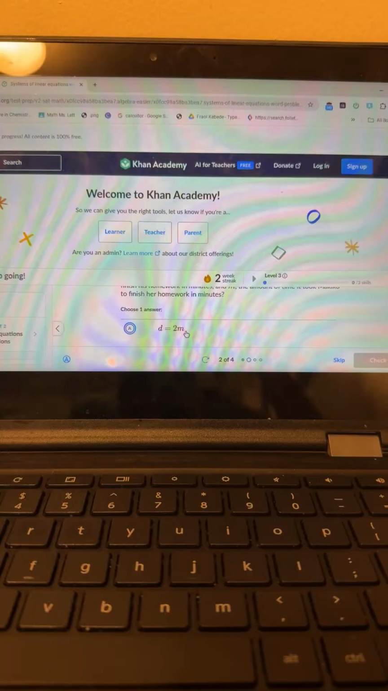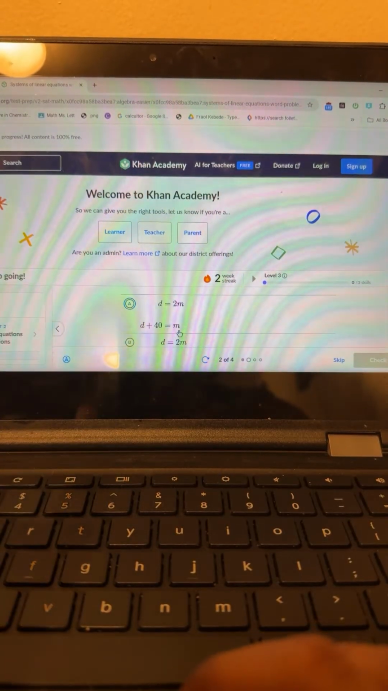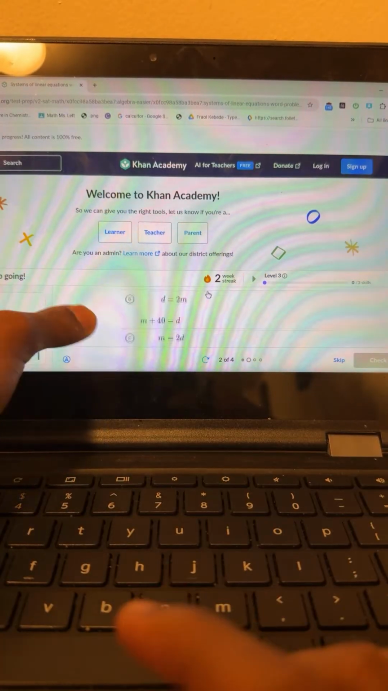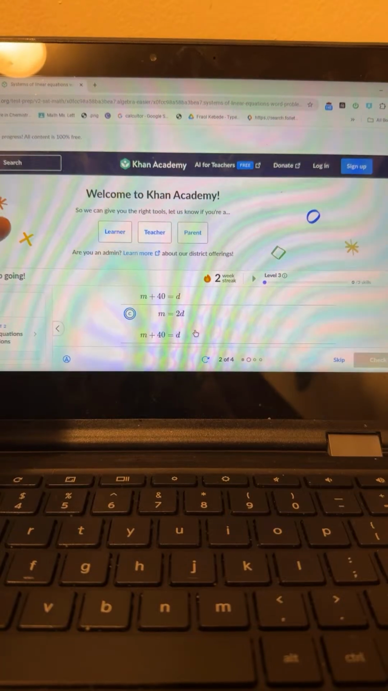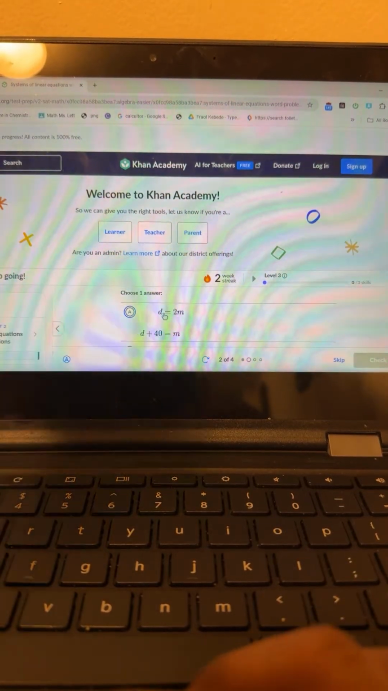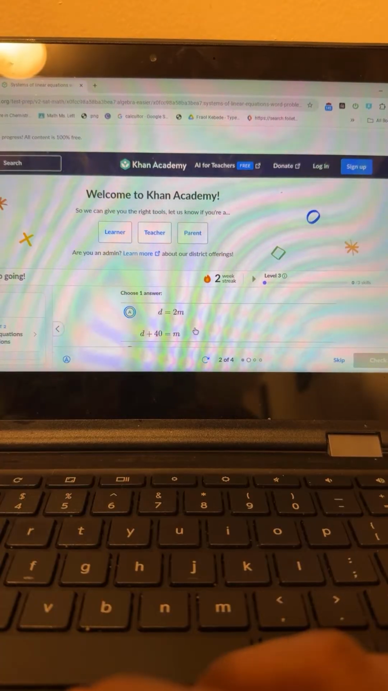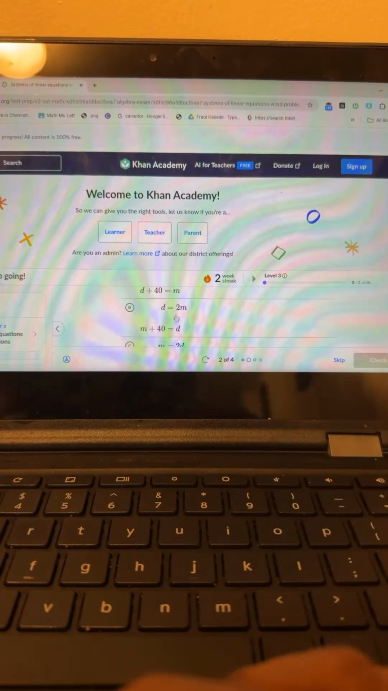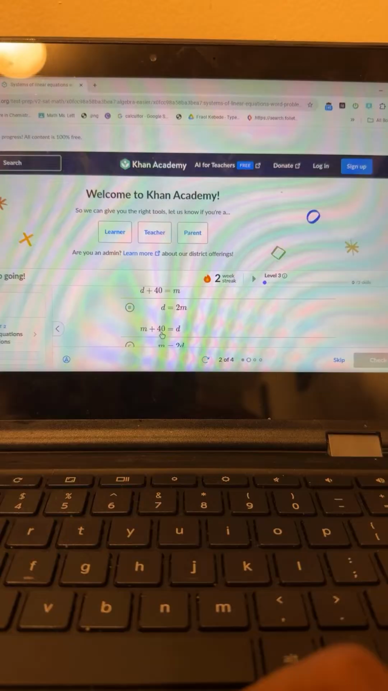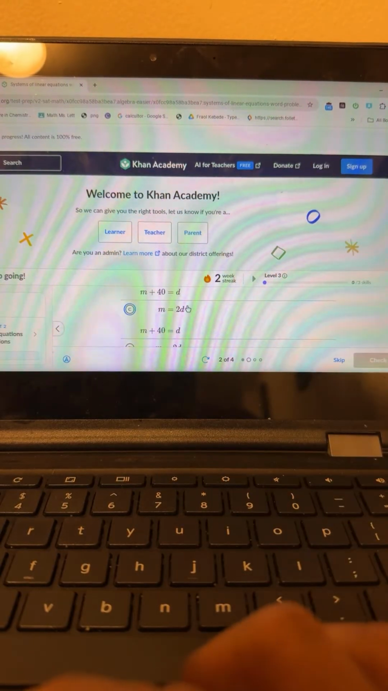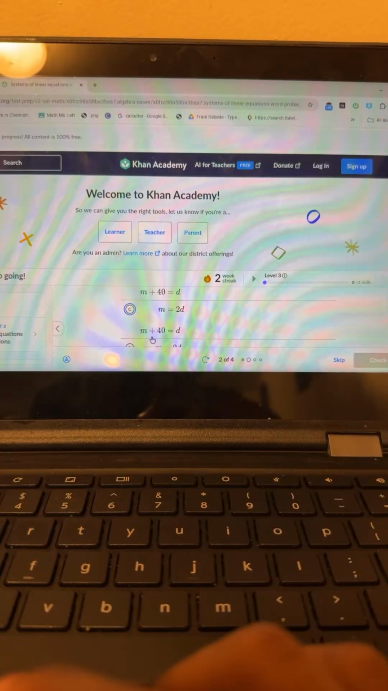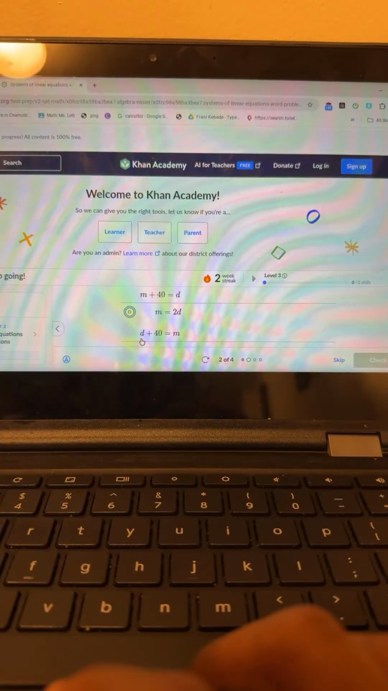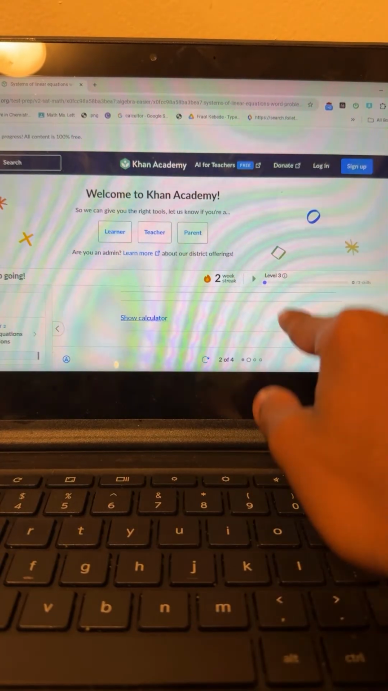Let's look at the equation now. D equals 2M. D plus 40 equals M. D equals 2M. M plus 40 equals D. M equals 2D. M plus 40 equals D. M equals 2D. D plus 40 equals M. Which one is right? Now let's read the equation.